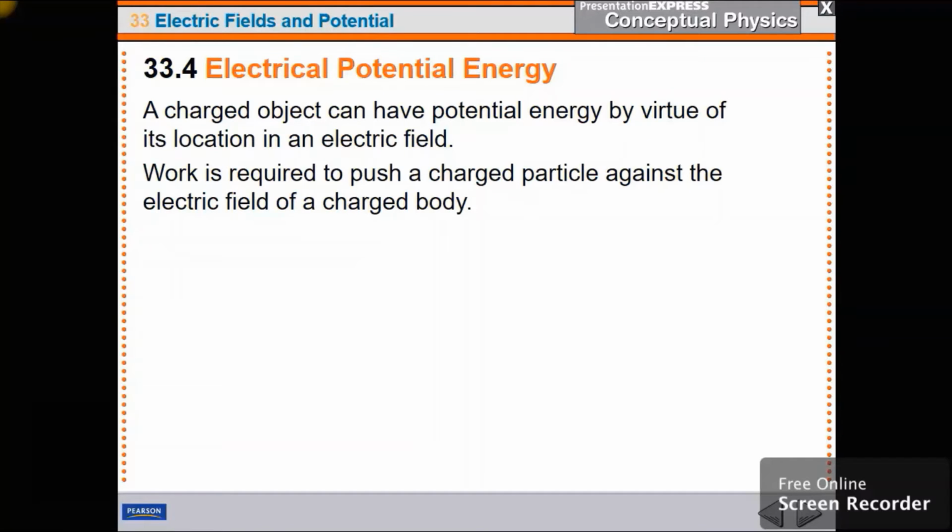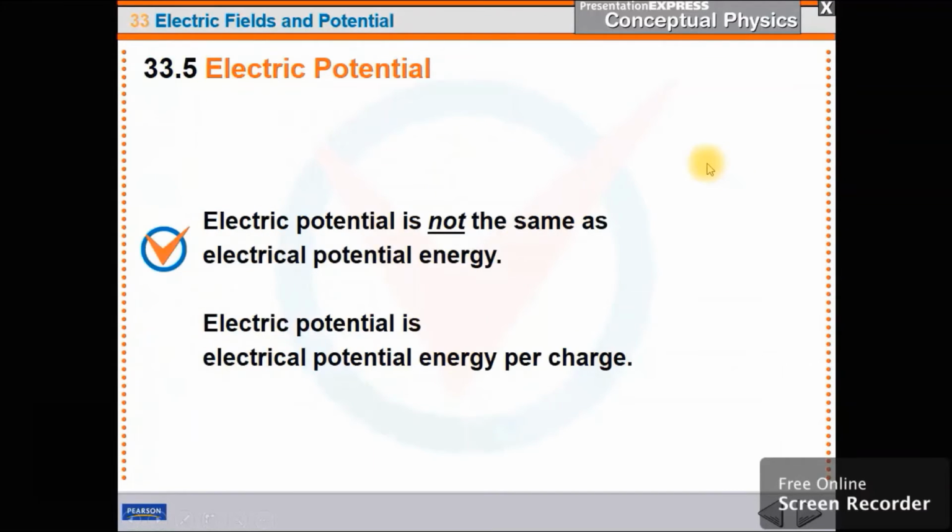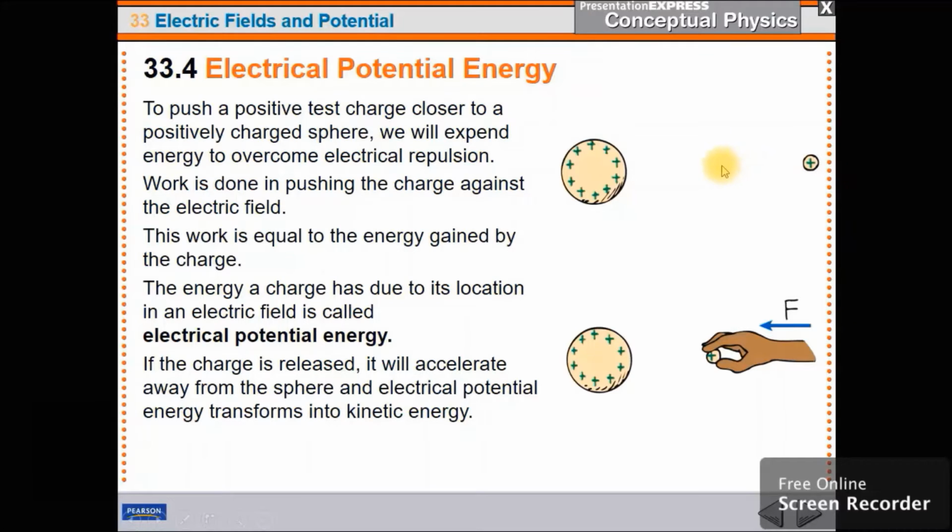A charged object can have potential energy by virtue of its location in an electric field. Work is required to push a charged particle against the electric field of a charged body. So now I've got two positive charges here. I've got a bunch of positive here and a little positive out here. And you can see the hand has got the positive charge, and if it's going to bring it closer, you have to apply a force over a distance, from there to there, from there to there, there to there. And that distance times that force is the work that you have to do.